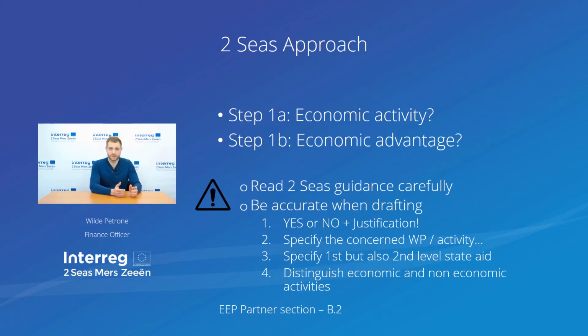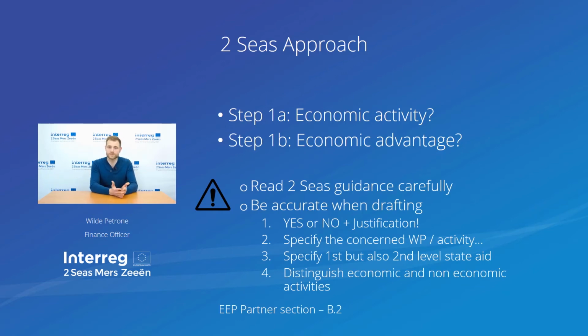We will also expect that you specify the concerned work package, even activity, deliverable, or output that is concerned by the state aid. We will then here also expect if you have first level state aid, so direct state aid, or indirect state aid, second level state aid. For example, and you will find more information in the 2Cs guidance, second level state aid will refer to, for example, a free training session, let's say a business support to specific enterprises, for example.